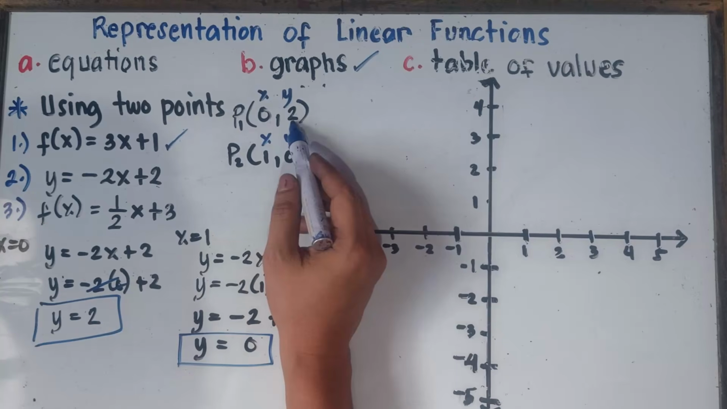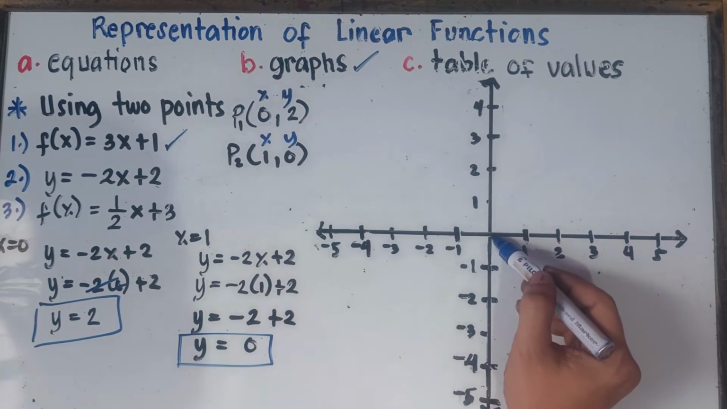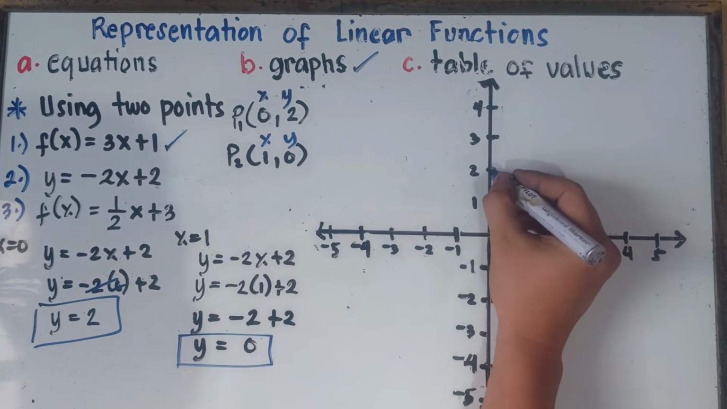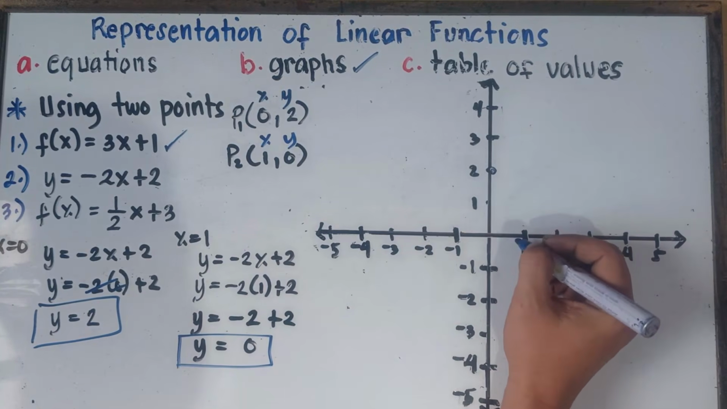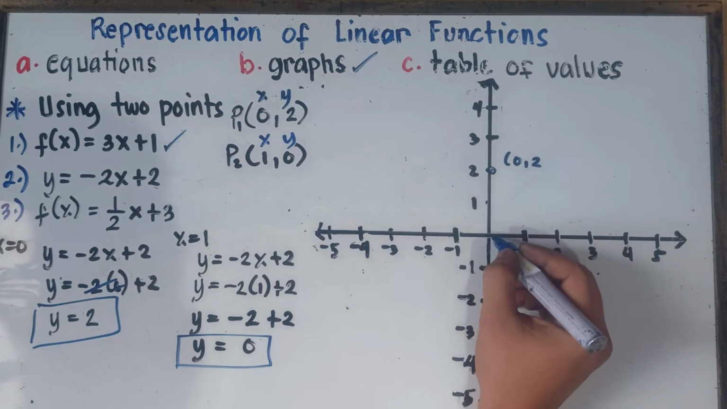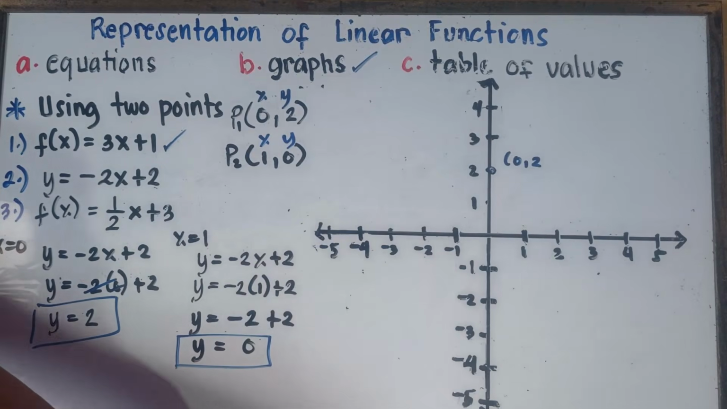So 0 and then positive 2. So x is 0 and then y is positive 2, this one right here. Alright, and then the other one.